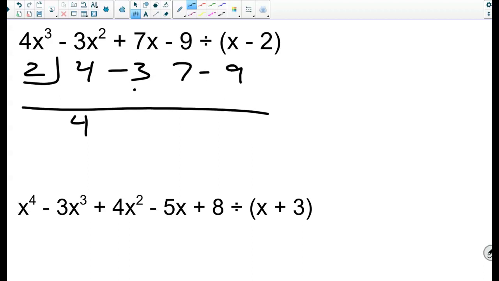2 times 4, we multiply. Negative 3 and 8 is 5. 5 times 2 is 10. 7 and 10 is 17. 17 times 2 is 34. Negative 9 and 34 is 25.